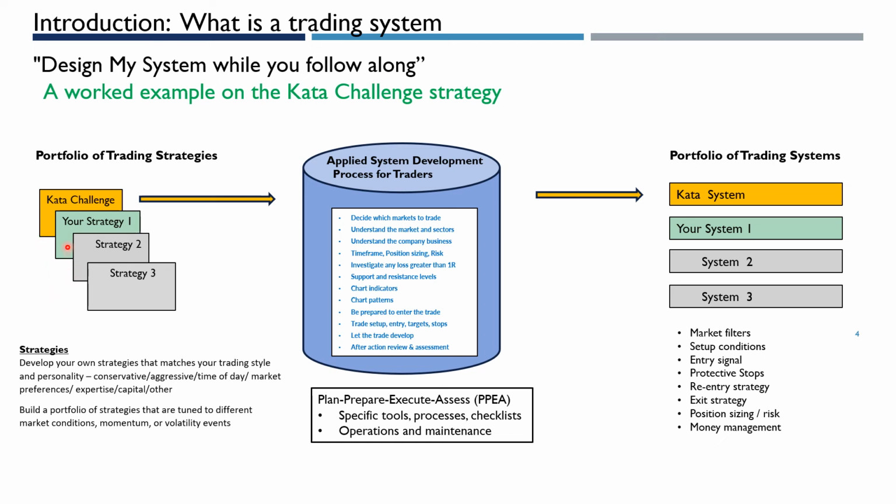The strategies on the left then go through the standard process of plan, prepare, execute, assess that will convert your trading strategies to a portfolio of trading systems with specific setup rules, entry, stops, exits, and risk management techniques. You will see the Kata challenge strategy become a Kata trading system. The assess process will provide you with a path for continuous improvement to your trading process and techniques.